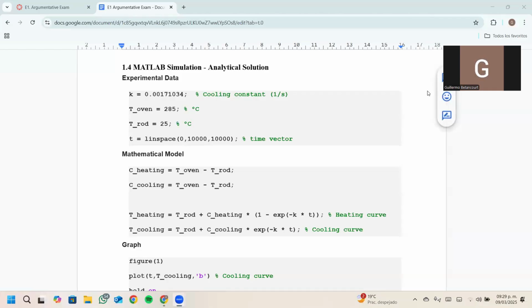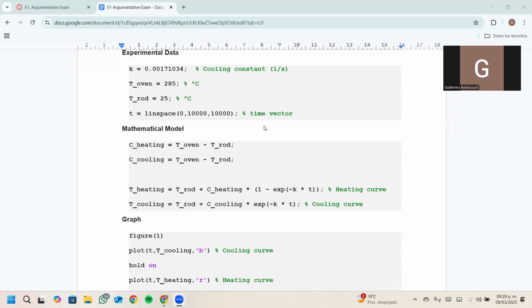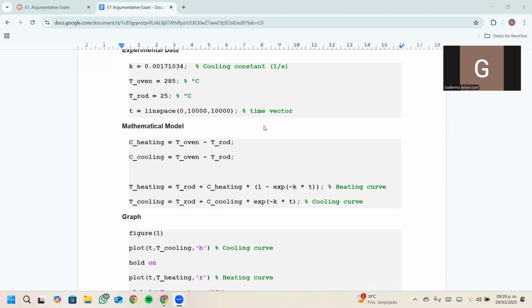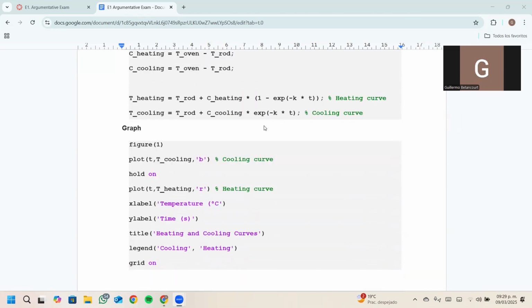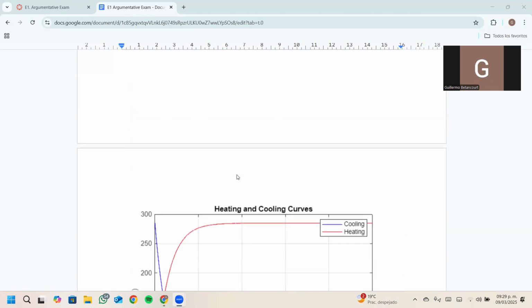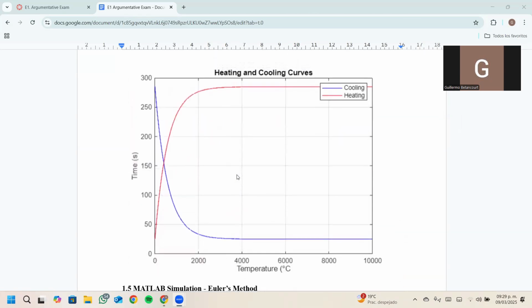Then we have our MATLAB simulation, which is an analytical solution. First, we put in our experimental data and our time vector. These values we then use to get the C and to make our mathematical model. And then we only have to graph it, and this is the graph that it gives us.